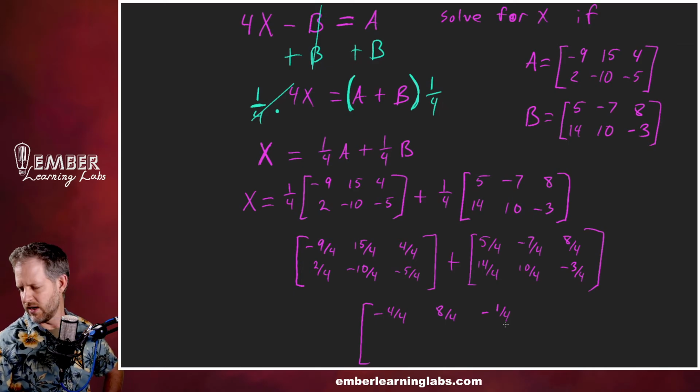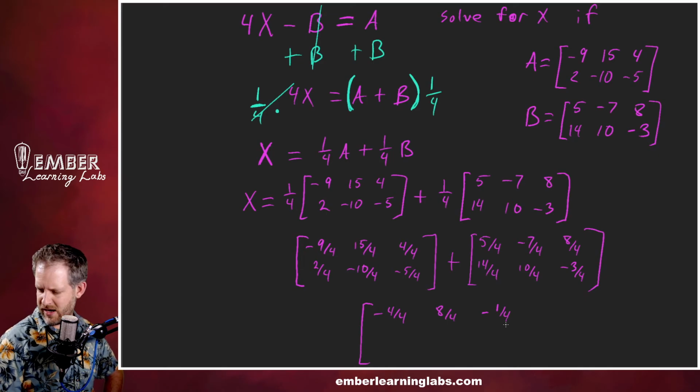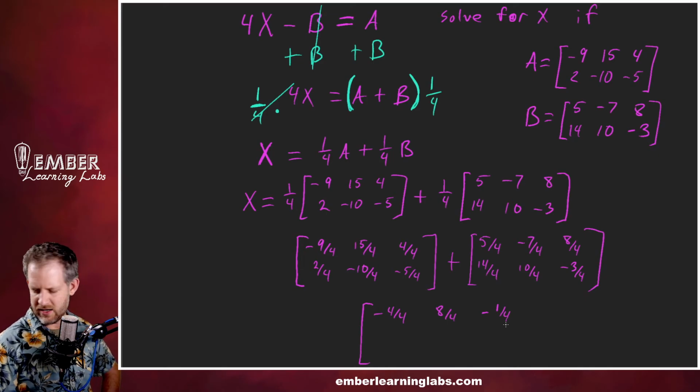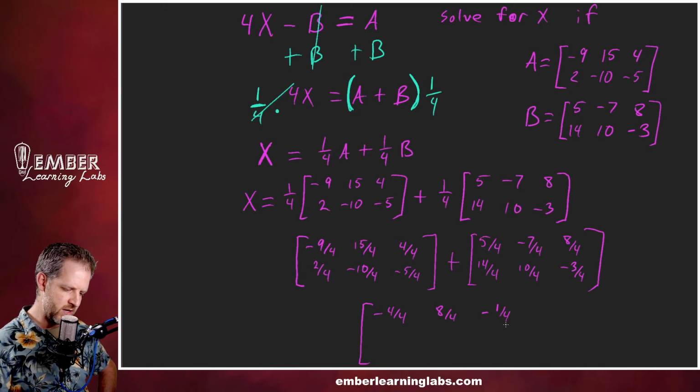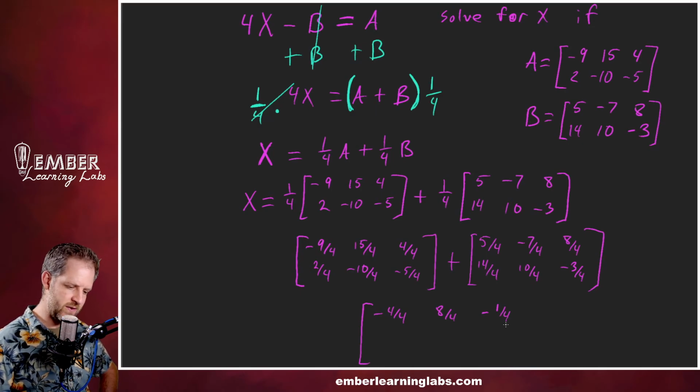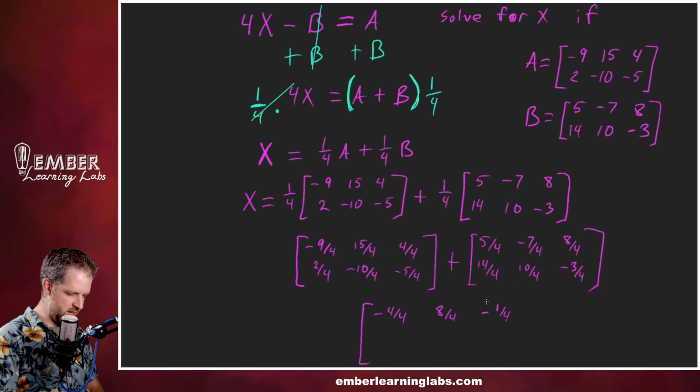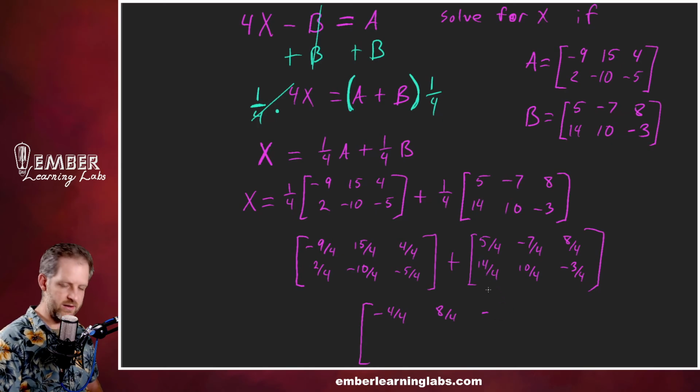Have I done something wrong? This does not match what's right there. -9/4, 15/4, 4/4, 2/4, -10/4, -5/4, 5/4, -7/4, 8/4, 14/4, 10/4, -3/4. Oh, I did it. I was looking at the wrong one. Oh, I see what I did, actually. Yay. Caught my mistake. 4/4 plus 8/4, which is what I should have been doing, is positive. Oops.